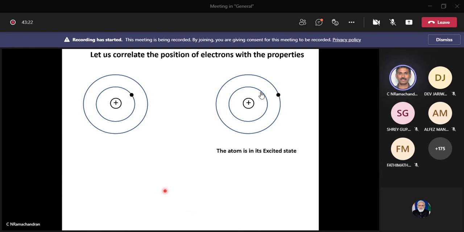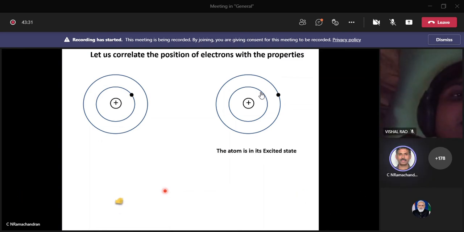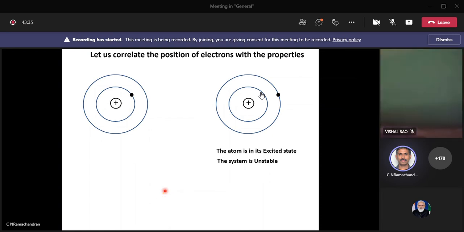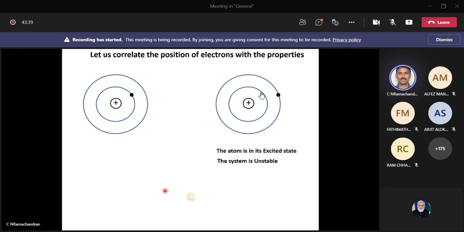Compared to the first one, the second one is in the excited state. So you see, by looking at the positions, you predicted that now the system is unstable. You again predicted, and compared to the first one, you can tell now that the second one is unstable. Why? You know that if the energy is more, the system will be unstable. Now, that is one. Now you can predict one more thing.